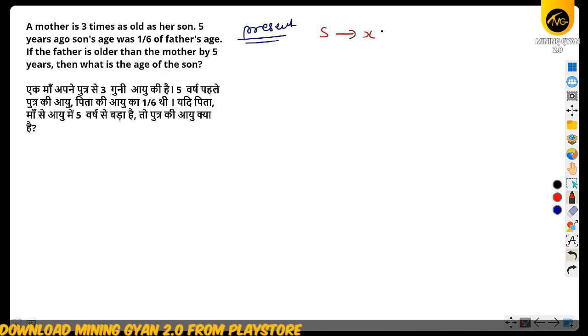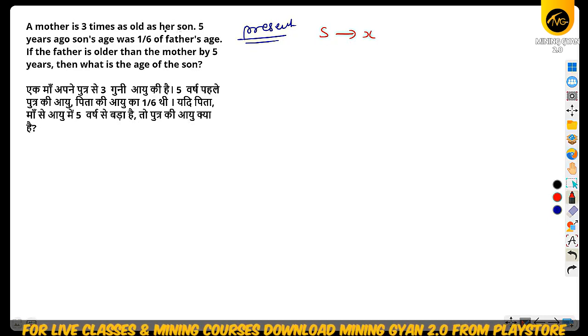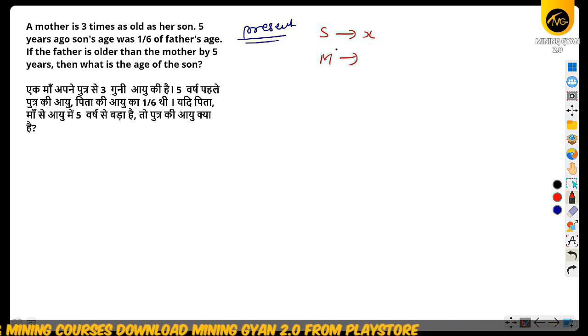Suppose a mother is 3 times as old as her son. The one with whom the comparison is made, we have to suppose that, we have to assume that. So the comparison between a mother and son will start from the son. So that's why we have assumed the variable for the age of son. So suppose the age of son is x. Now what is the age of mother? The age of mother will be 3 times as old as her son, that means 3 into x, 3x.